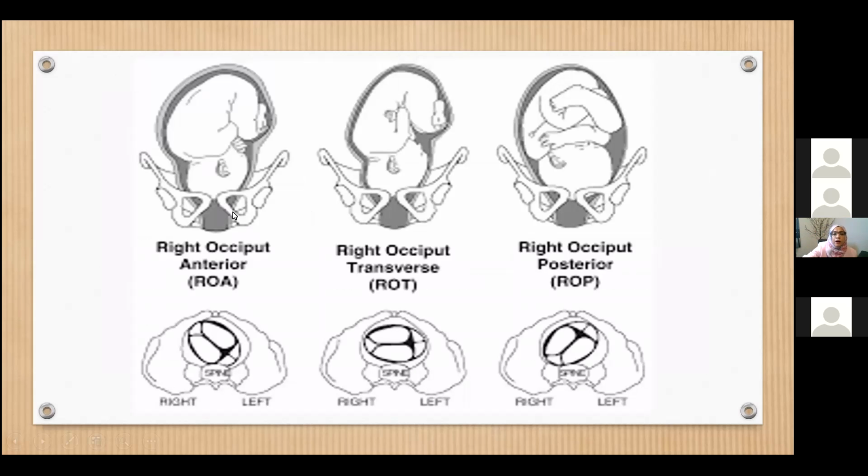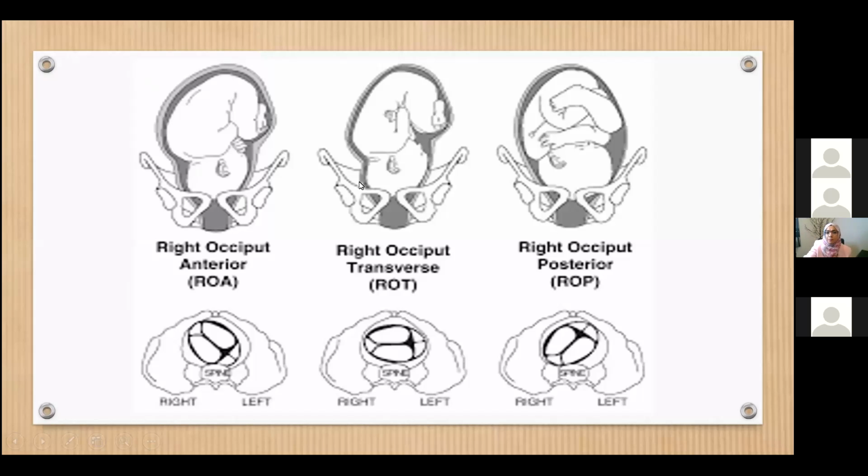Now, as I told you, whenever you want to choose the right and left, you have to talk from the mother's point of view, because we are delivering the baby for the mother. So now this is a cephalic presentation and the occiput is on the right side of the mother. So we are going to call it the right occipito-anterior position.